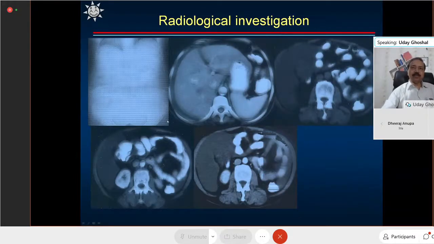So here is a patient who has scalloping in the liver. I do not have the image. You have fluid which is of high density and it is free fluid. This is inside the peritoneum. So what is the diagnosis now?